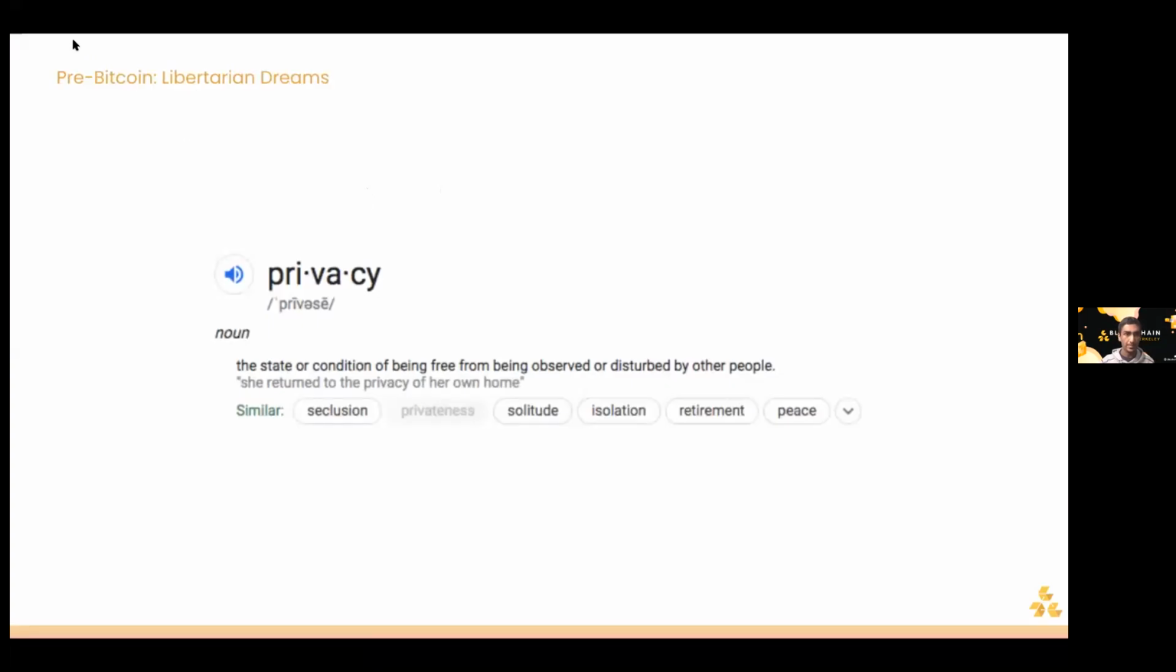Before we get into that, there's one fundamental tenet of this technology, and that is privacy. So one definition of privacy is the state or condition of being free from being observed or disturbed by other people. And that is true. That is what privacy is. But we have to dig a little bit deeper into the implications of what privacy is in a functioning society. And when we dig deeper, we start to realize that a lot of the implications of privacy that we think we have begin to fall apart.